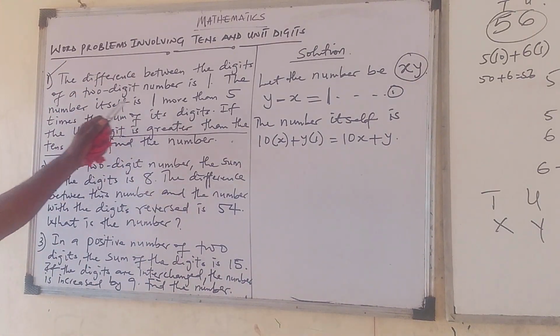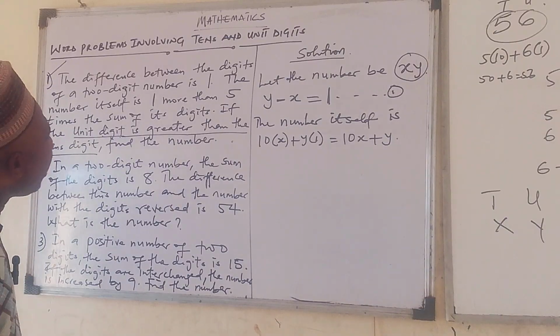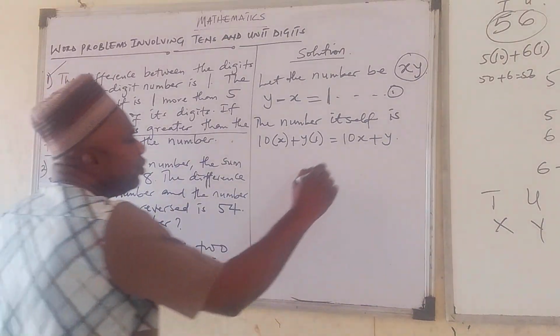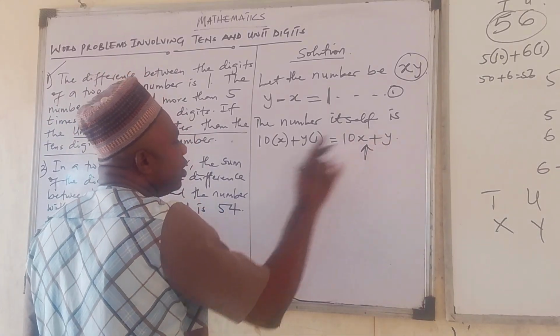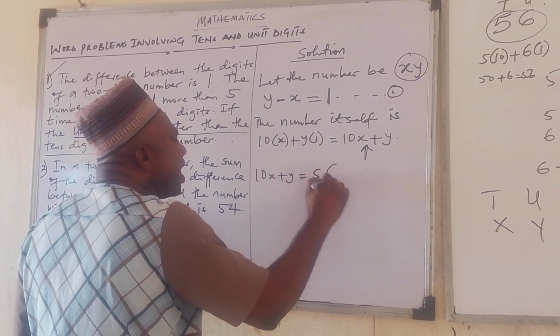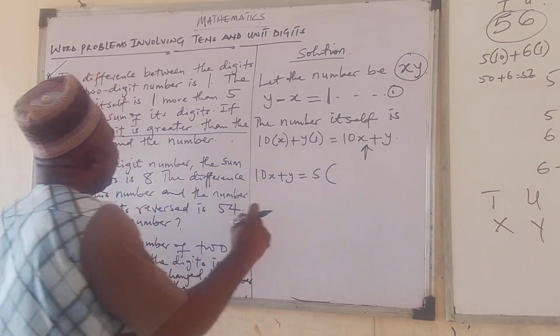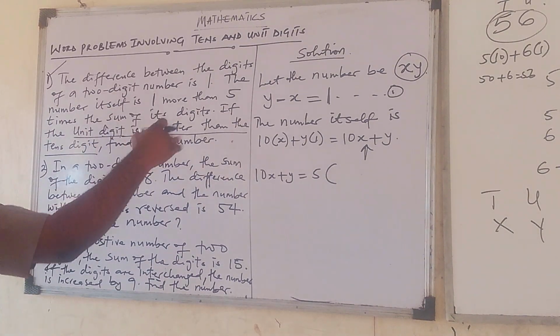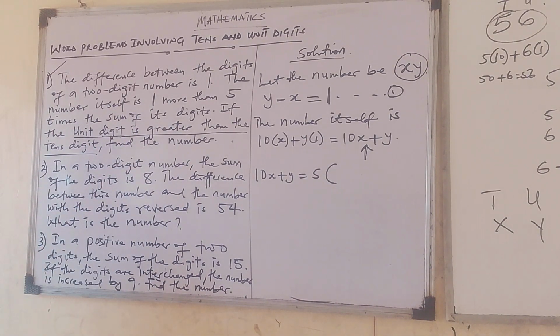So they said the number itself is one more than 5 times the sum of its digits. This is the number, 10x plus y, and it is one more than 5 times the sum.